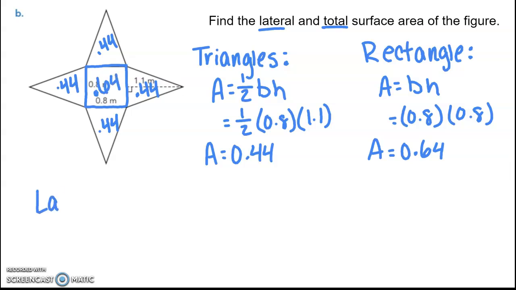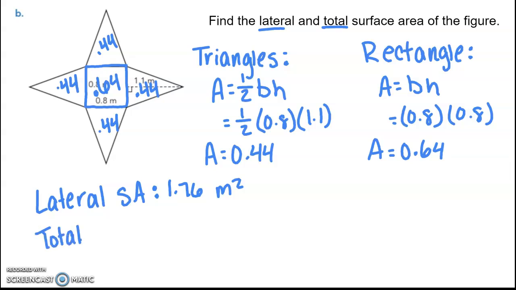Now find the lateral surface area. Remember, that is without the base. When you find the lateral, that should be 1.76 meters squared. Now add in the base to get the total. For your total surface area, you should get 2.4 meters squared.